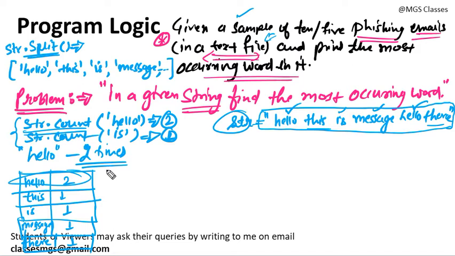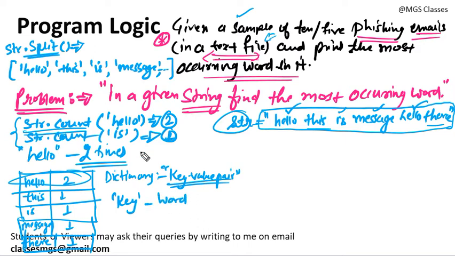And another thing you should know is the dictionary. You should know what a dictionary is in Python. A dictionary is a key value pair. What we are going to do is create this key value pair: the key will be each word of the file, and the value will be the count, or frequency, of the word.